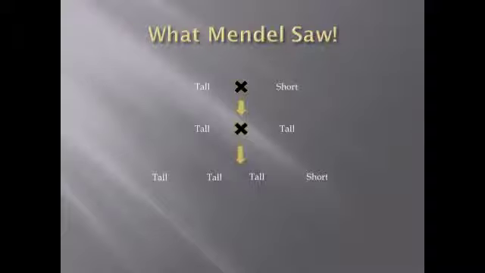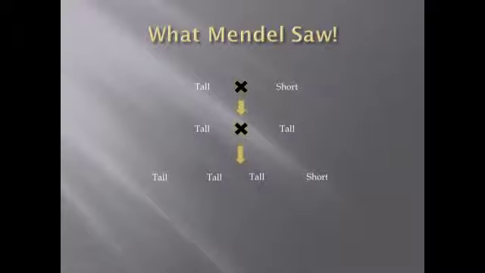So I want to talk a little bit about what Mendel saw when he was doing his research. So what Mendel did was this. He took a tall plant that was true breeding, meaning that if he took this tall plant and bred it with another tall plant, it would always give him a tall plant, and he made it have a baby with a short plant. When that happened, he got a tall plant and a tall plant.